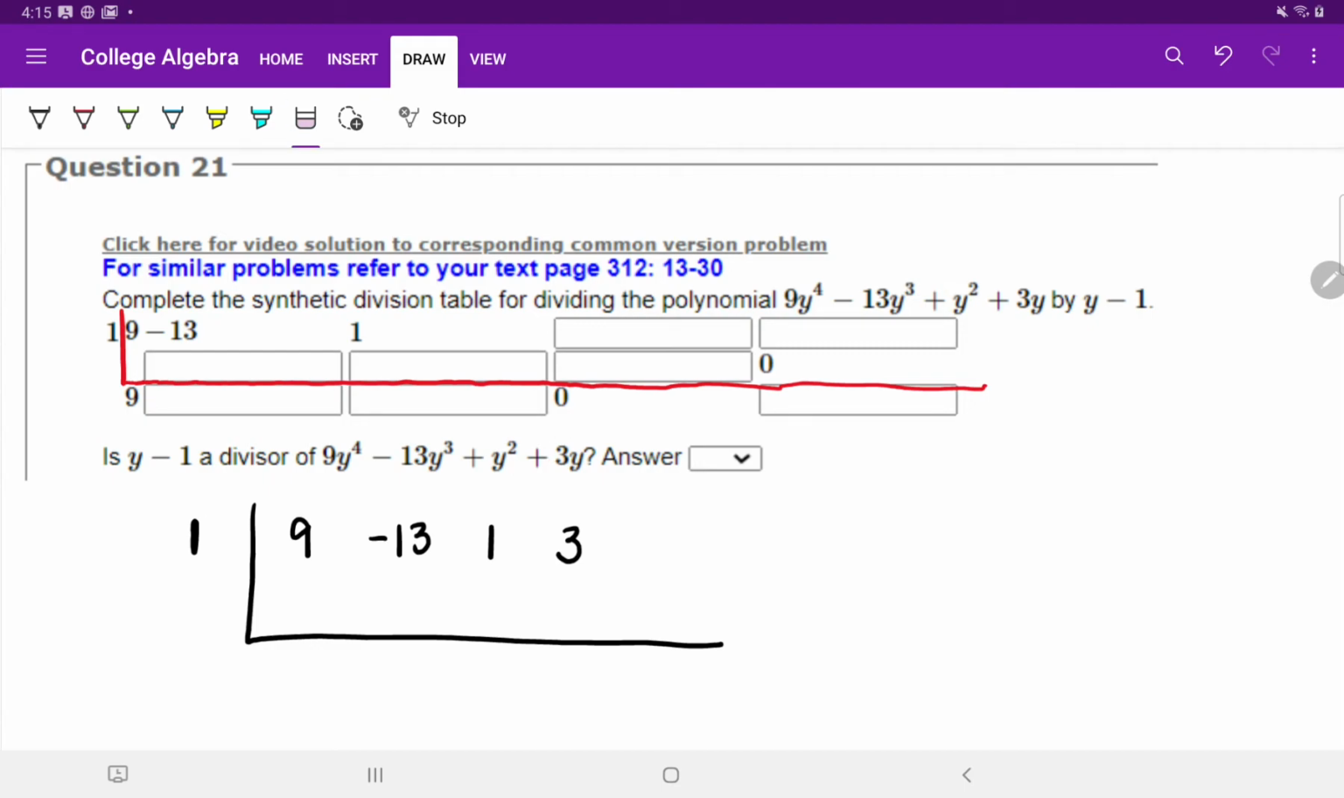And notice that there's no constant term. It's not like plus 3y plus 7. We don't have a constant term, so we have to actually write a 0. So you need all of your terms represented.